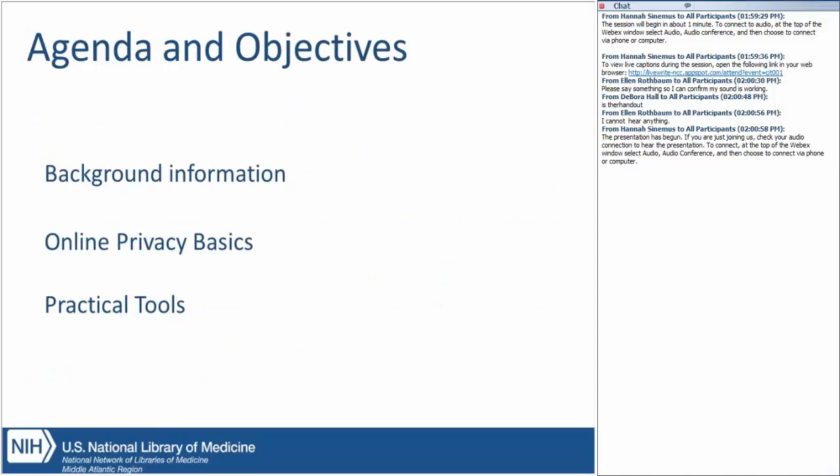So our agenda and objectives for today: I'm going to provide you with some background information about the Library Freedom Project and the Library Freedom Institute, which is how I got involved with privacy advocacy. Some basic information about online privacy issues to provide a foundation for today's conversation, and some practical tools we can use to be more confidently safe and conscientious online.